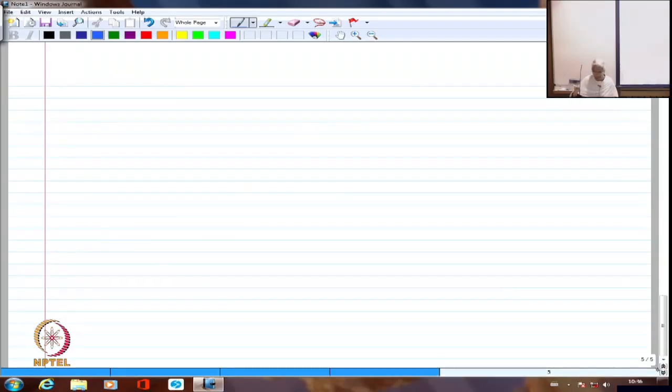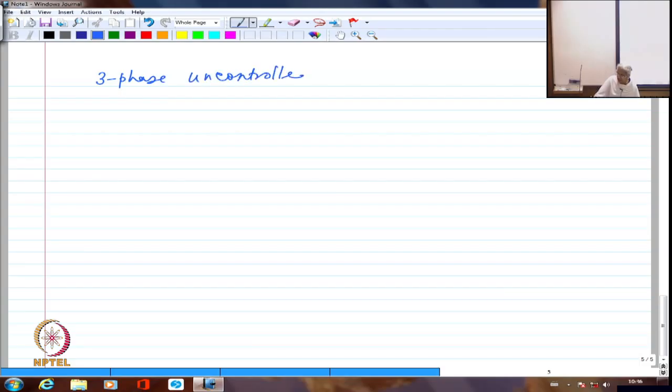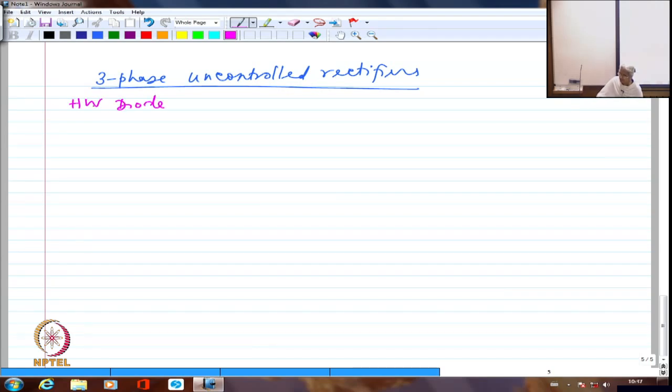Let us now try to look at three-phase uncontrolled rectifiers. Let me again start with the simplest of configuration, which is a half wave diode rectifier.